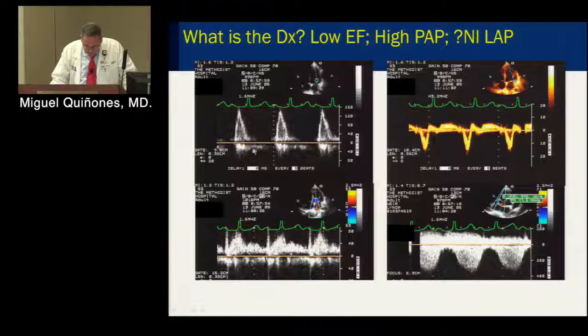So you say that there's restrictive filling here, okay? But look, this E prime is about 12 or more. However, this TR velocity is a gradient of 48. So PA pressures are 48 plus the RA. Pulmonary veins.